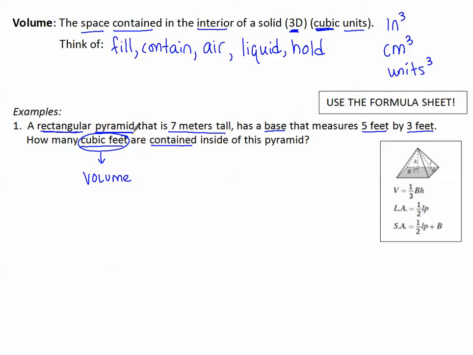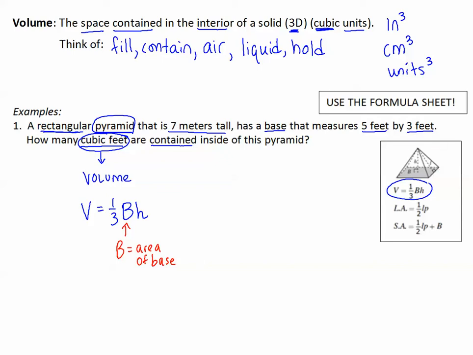Rectangular pyramid. So pyramid tells me to look at the formula on my formula sheet for this figure, and volume is what I want. So I'm going to write the formula for the volume, 1/3 capital B times H. Remember that the capital B means the area of the base. And if you look at your formula sheet, that is written down in the bottom portion where the abbreviations are listed.